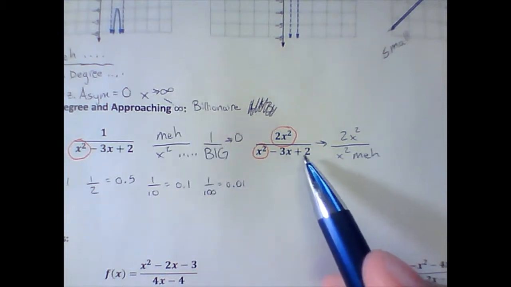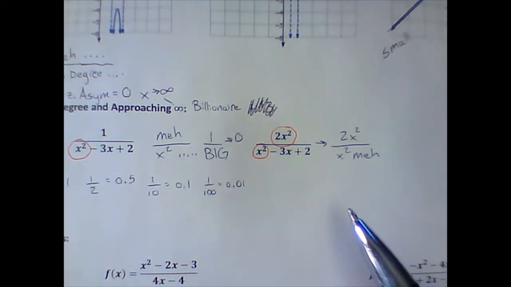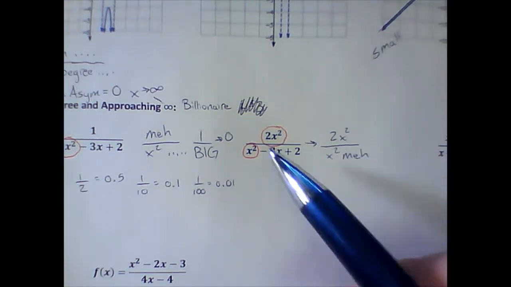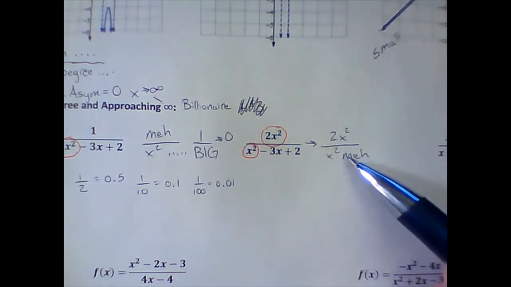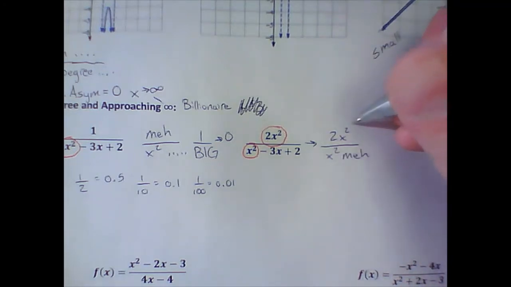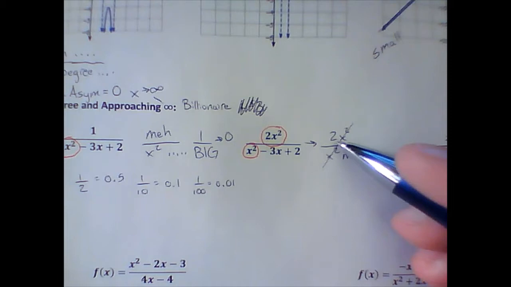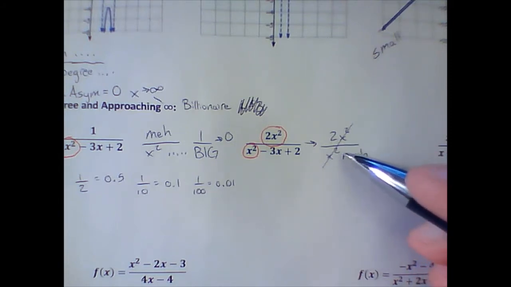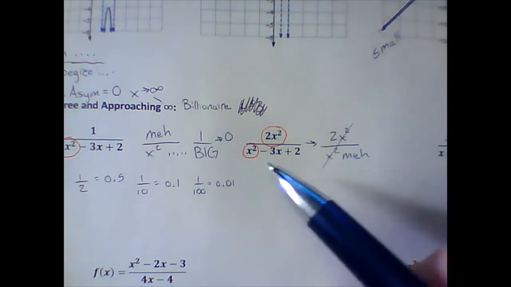Remember, this only applies when x is approaching infinity. And this is a trick to find horizontal asymptotes. We've got the meh stuff, but then we've got x squared, and it kind of cancels. This is a fake cancel. This is not a real cancel because the bottom one is part of a polynomial.